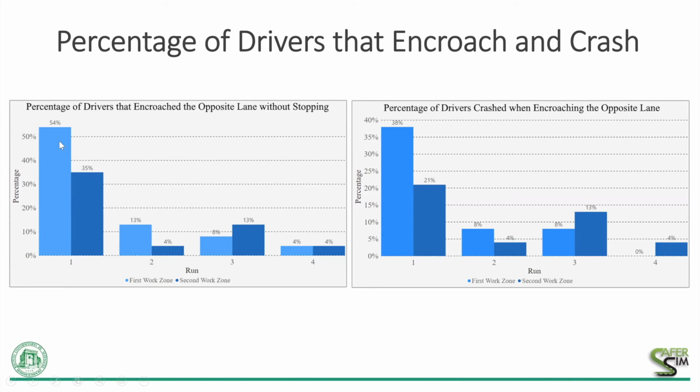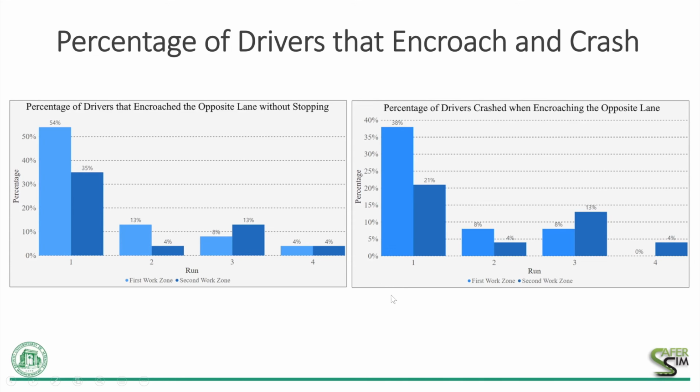work zone didn't stop. They just keep on going. And even in the second work zone, 35% of those drivers continued. So this was a very dangerous behavior. And actually, as you can see here in this other graph to the right, 38% of them, the first time that they run the scenarios, crashed with the vehicle in the opposite direction because the scenario was simple.